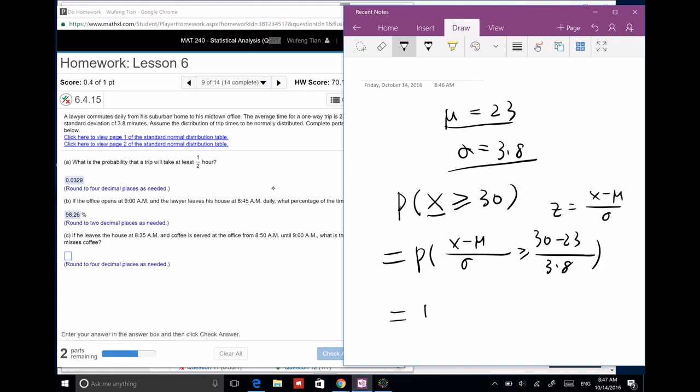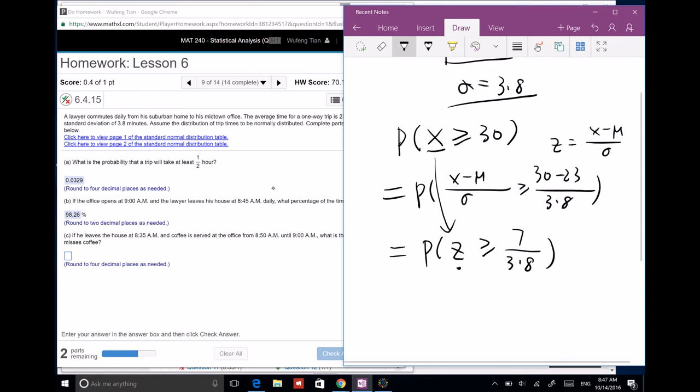So then you change the probability into P of z bigger than, because once we convert the x into z, we can use the table. So it's 7 over 3.8. Then the answer is 7 over 3.8 equals 1.84. So you got P of z bigger than or equal to 1.84.